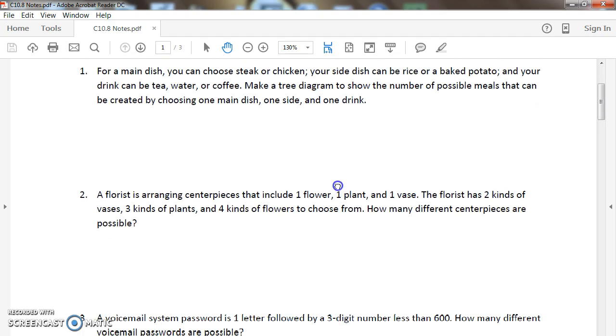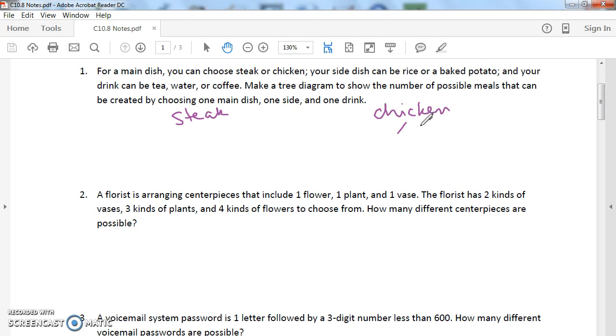Let's start by looking at example 1. For a main dish, you can choose steak or chicken. And whichever main dish you pick, you have your option of 2 sides, rice or potato. And no matter which side you choose, you could have tea, water, or coffee to drink.